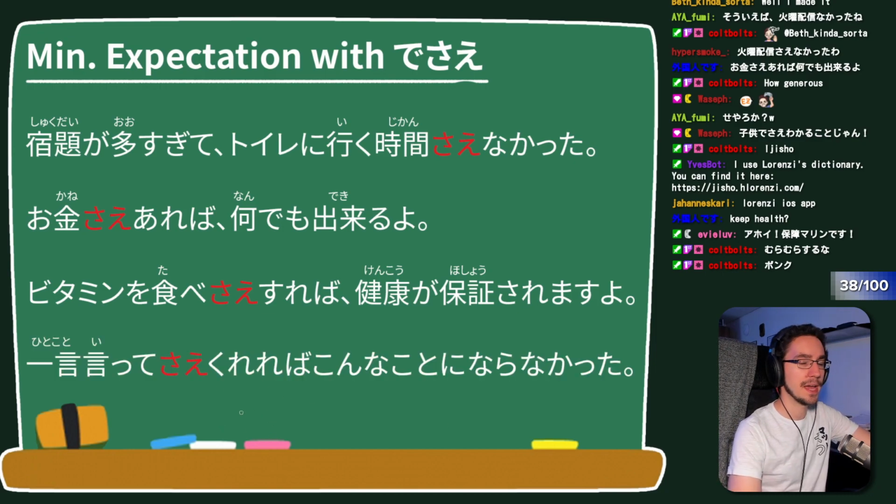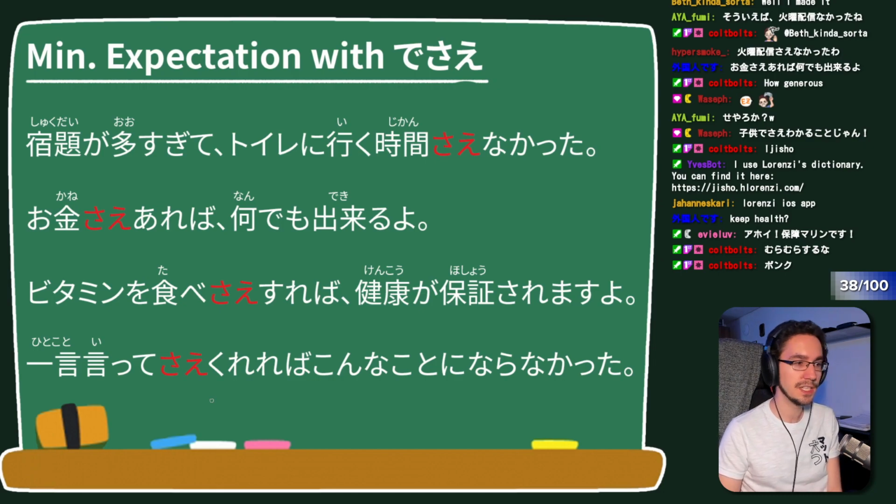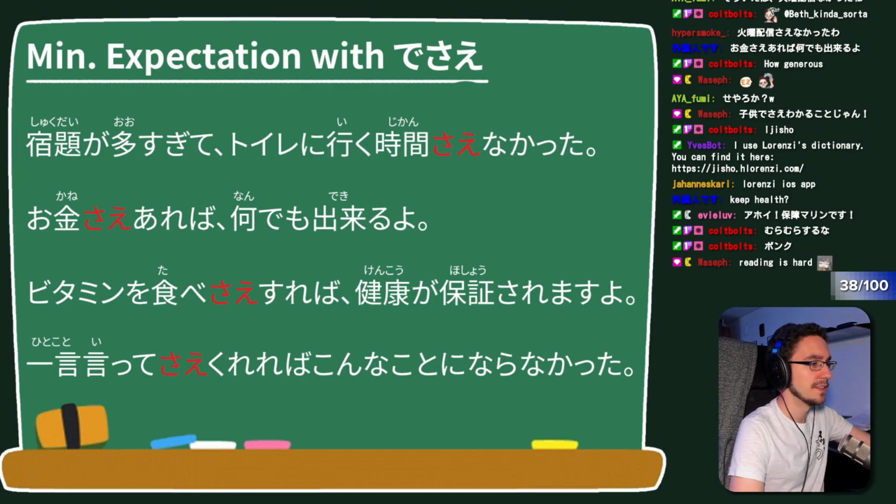Alright. Number 4. Yes, I have 4 of them. Look at that. I also have one with te form. Here we kind of have another thing. 一言言ってさえくれれば、こんなことにならなかった. Sorry, I can't read. I'll start over. 一言言ってさえくれれば、こんなことにならなかった. So there's a lot of, especially if it's all hiragana like this.